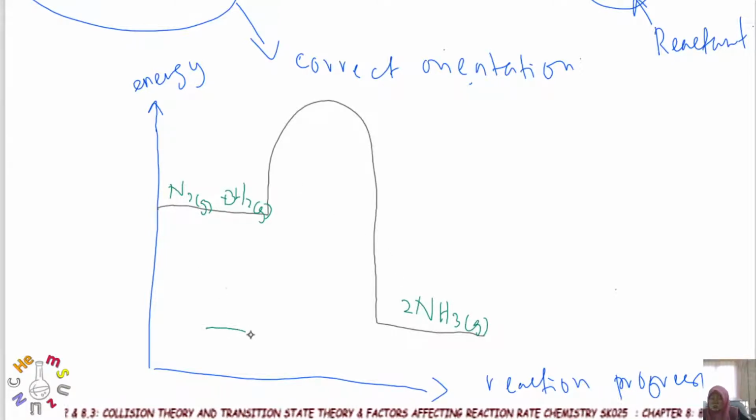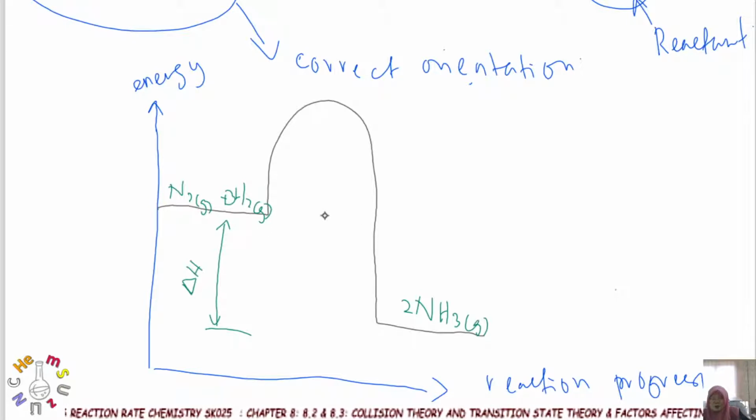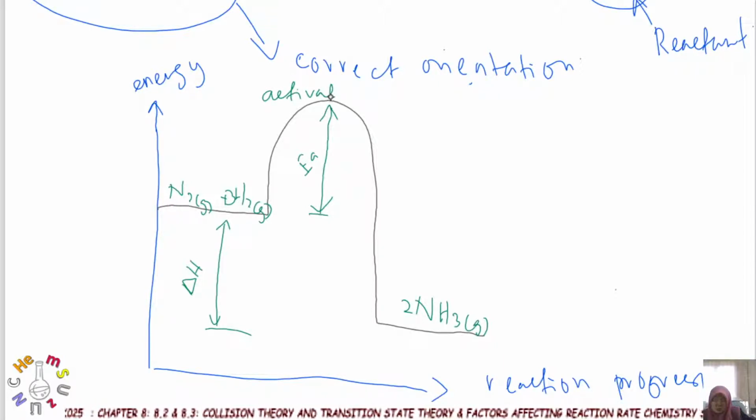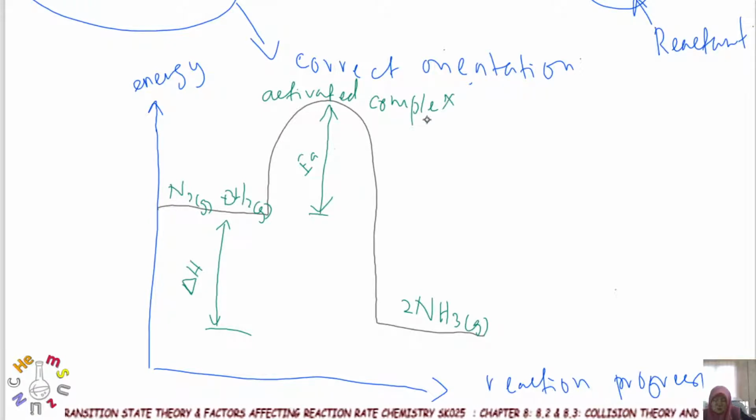And then here we have it. This is delta H. Then here is activation energy. Then on the top here we have activated complex. So what do we have it here?